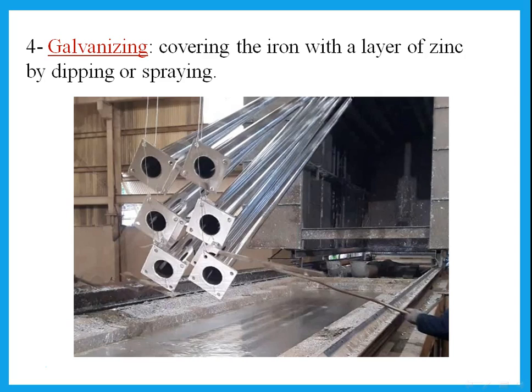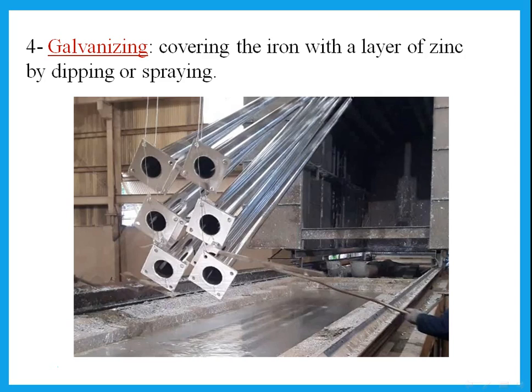Okay, a better way of preventing rusting would be what we call galvanizing. Galvanizing means covering the iron with a layer of zinc by dipping or spraying. So these are iron pipes, for example, or iron tubes of some sort. I want to prevent them from rusting, so I can dip them into liquid zinc. So that container contains molten zinc, and I dip the iron into it, or I can spray it with zinc. The zinc covers the iron. This process is called galvanizing.